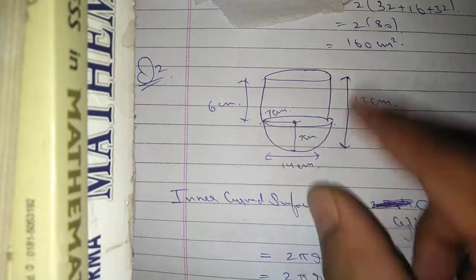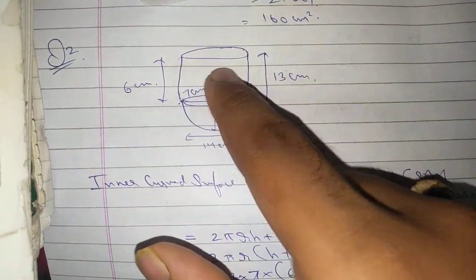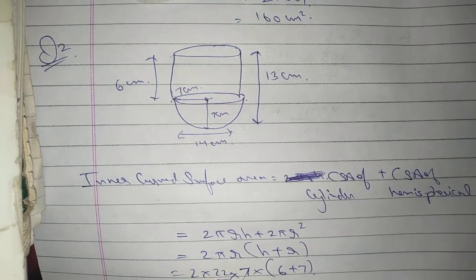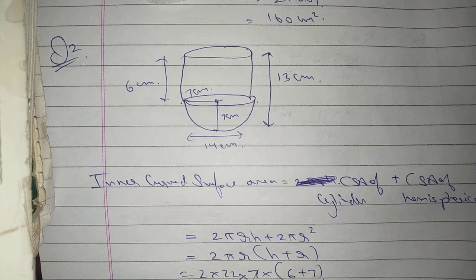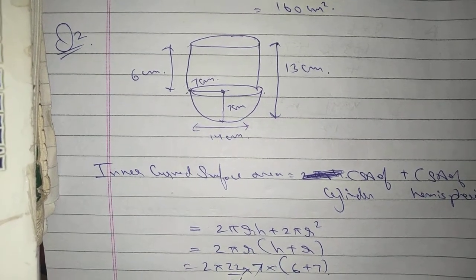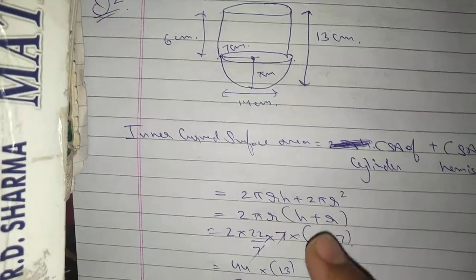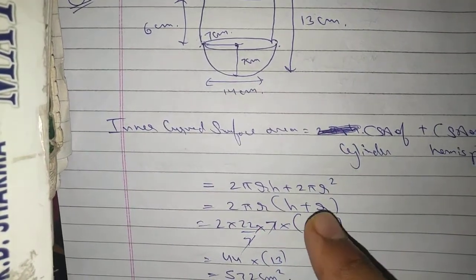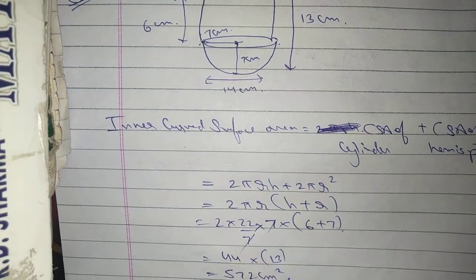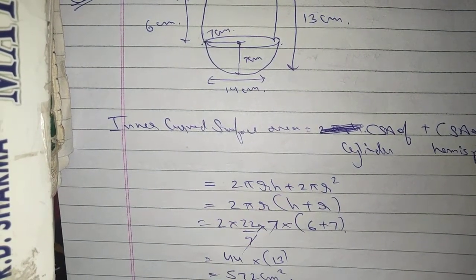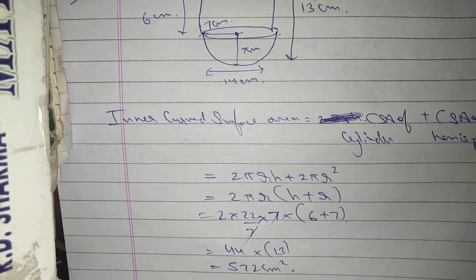Now I have to find the inner curved surface area. Inner curved surface area means CSA of cylinder plus CSA of hemisphere. CSA of cylinder is 2πrh plus 2πr² CSA of hemisphere. Now what is common? 2πr. Remaining is h plus r. Put the values: 2 into 22/7, r is 7, h is the height of the cylinder, 6, plus 7. 7 and 7 cancel. Now 2 into 22, 44 into 13, that is 572 centimeter square is the answer.